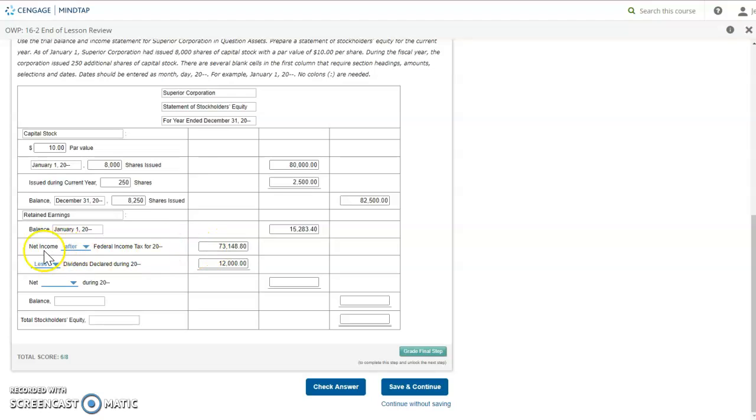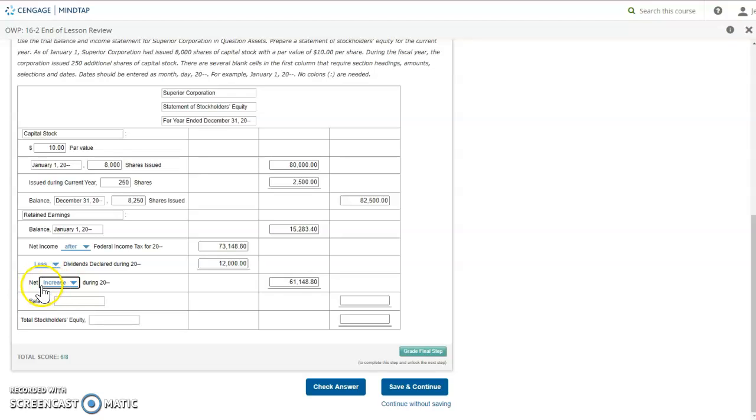Now I'm going to do exactly what they say here. I'm going to take my net income less my dividends. So go ahead and do your math. I get 61,148.8. I'm going to label that as my net increase, okay, because my net income here was larger than my dividends, so I have a net increase.